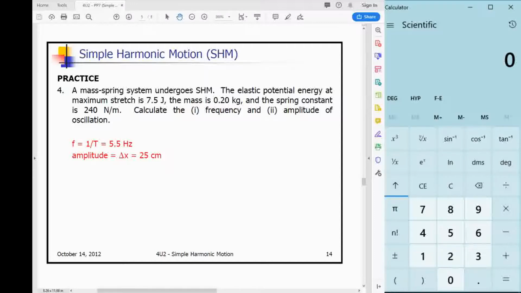So if we know our potential energy is 7.5, and we had a 1/2 on the right side of the equation, we'll multiply by 2 to get rid of that. We will divide by the k value, which is 240, and then we'll find the square root of this. We end up with 0.25, which is 25 centimeters. So that was done using the elastic potential energy equation, which is 1/2 k delta x squared.